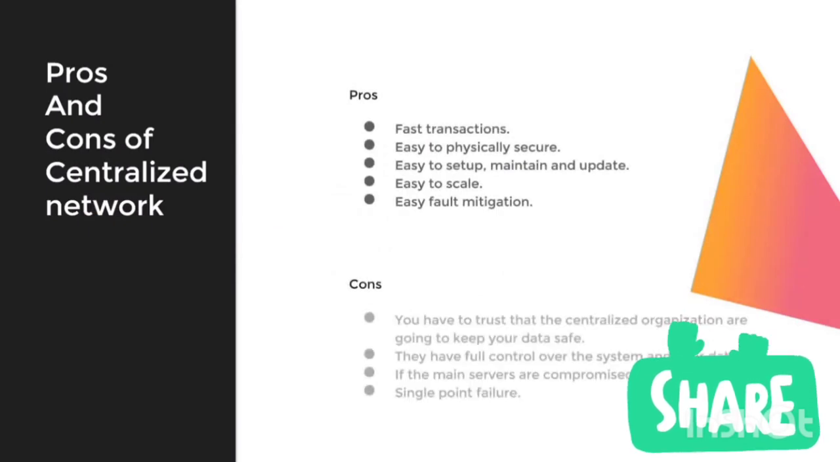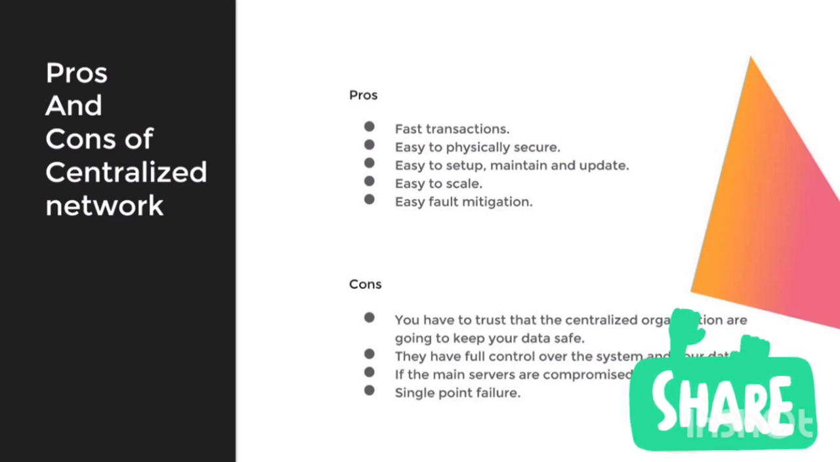Now let's see the pros and cons of a centralized network. A centralized network doesn't need a third party to validate transactions, so transaction processing in a centralized system is very fast. It is easy to secure and service the server and client nodes by virtue of their location. As it is one big system, it is always easy to set up, maintain and update. You only need to update a single point.